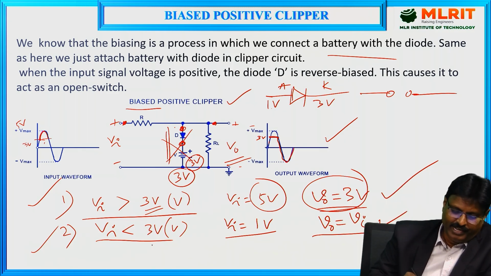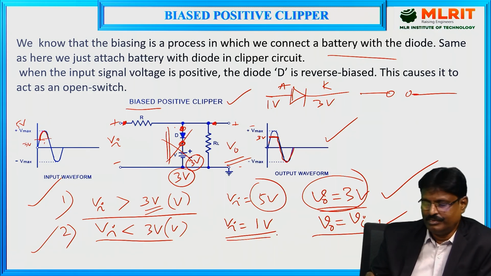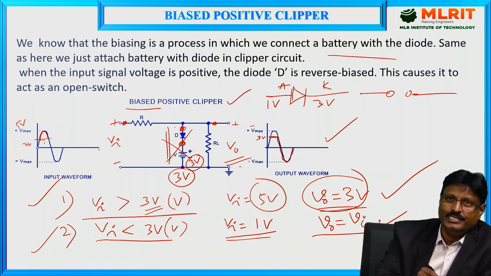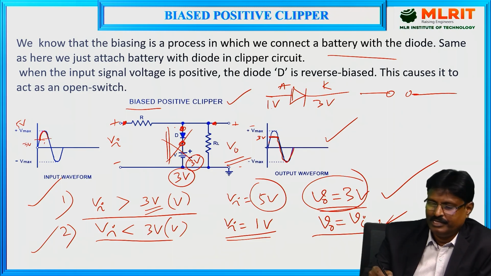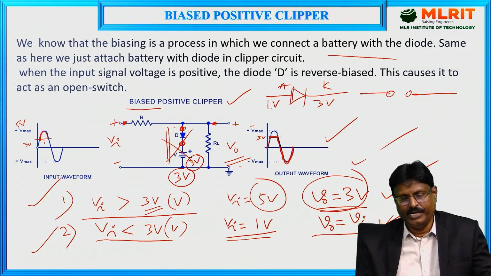And in the second case, Vi less than Vr, where Vr we selected as 3 volts, and we selected Vi as 1 volt. If you go for the operation, the diode is reverse biased, and this particular arm will be open, and the output voltage V0 is the same as the input voltage. That's why above it is fixed at 3 volts, below it is the same as the input. This is about the positive biased clipper.